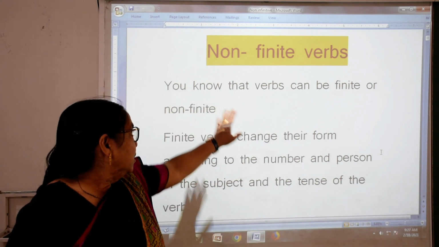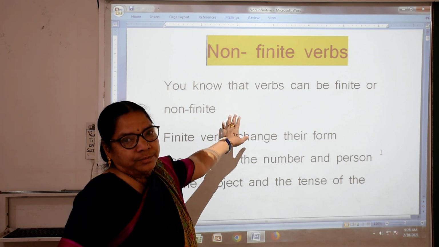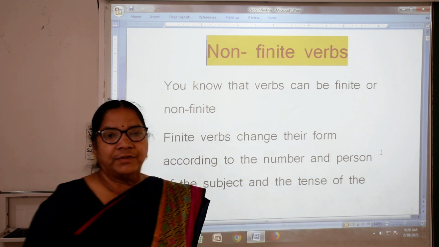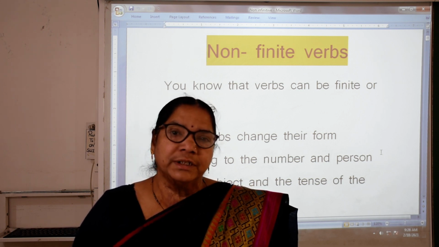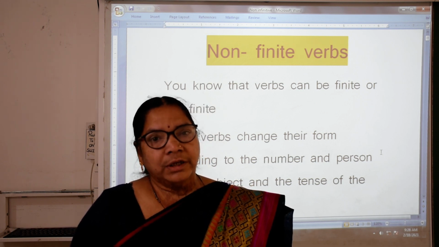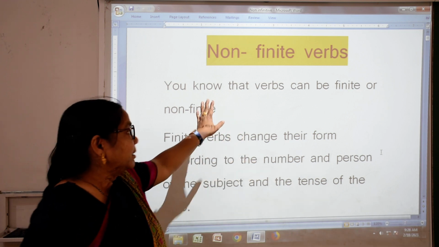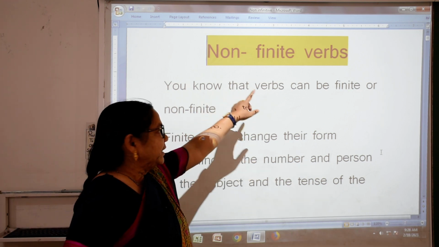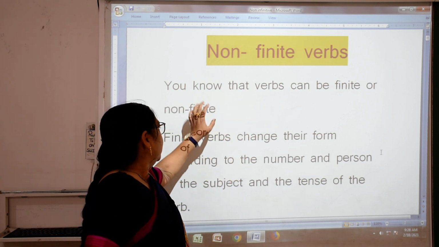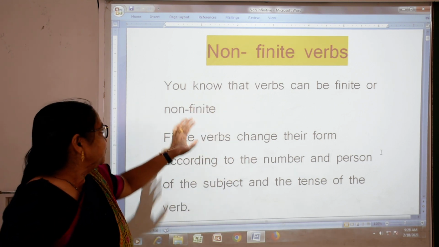Today we will take non-finite verbs. Last week we took the present tense, the past tense, and the future tense. So now this is chapter number 8, non-finite verb, from your English grammar.